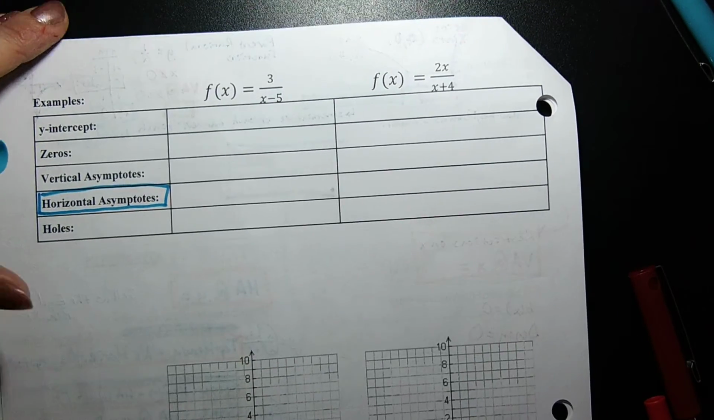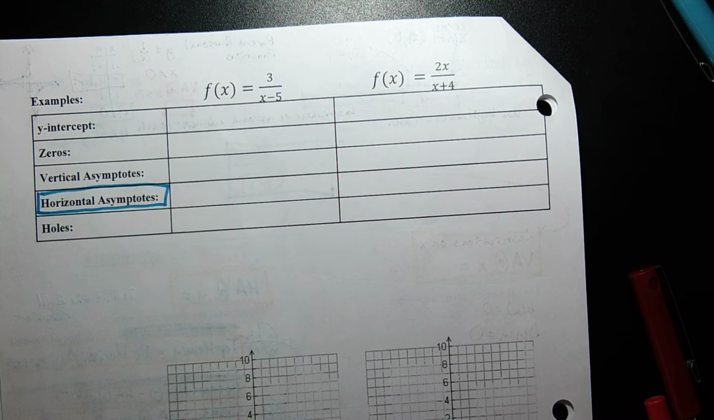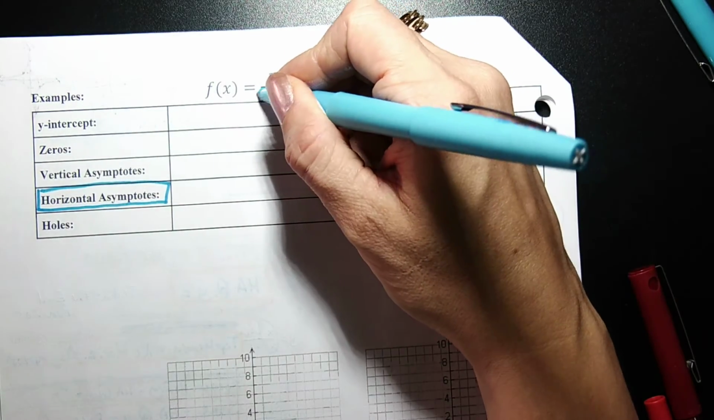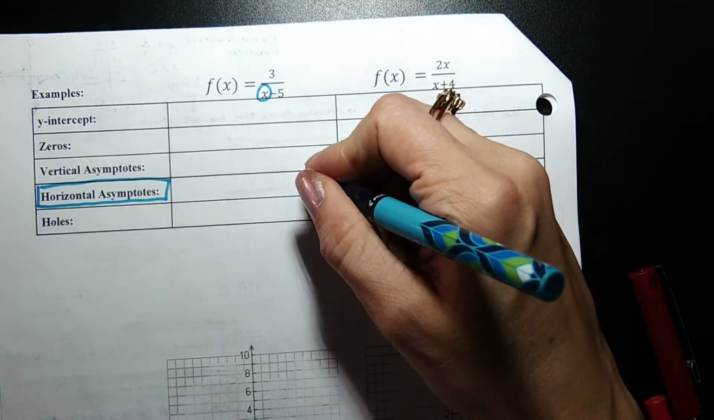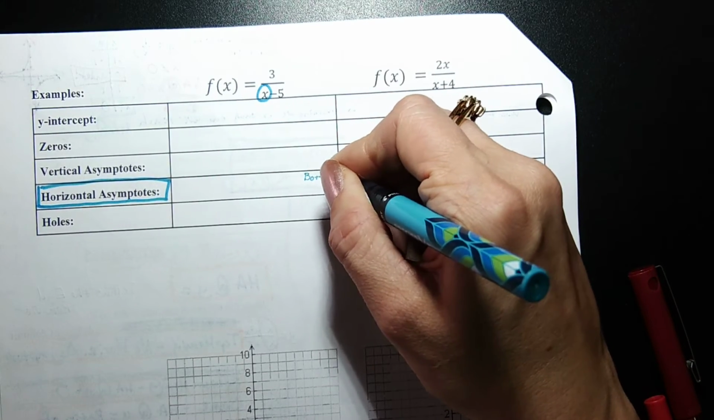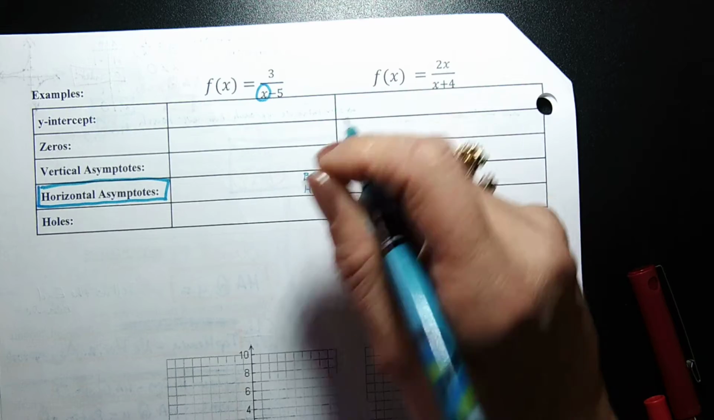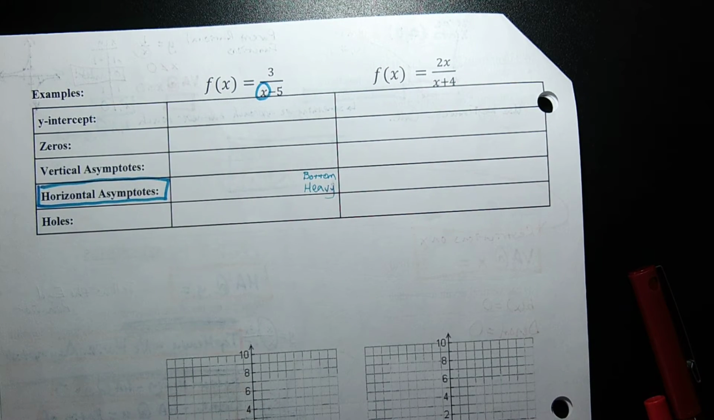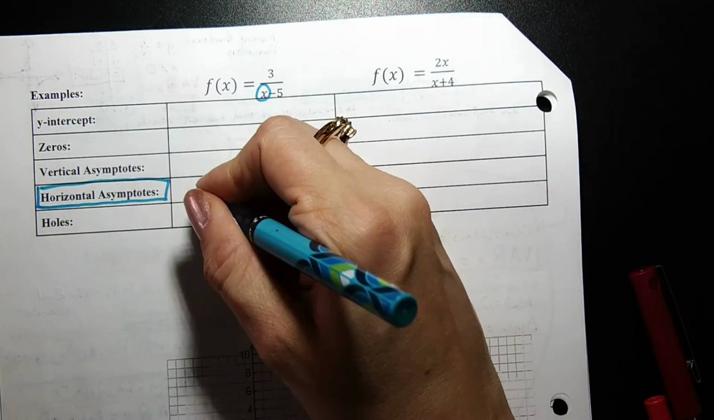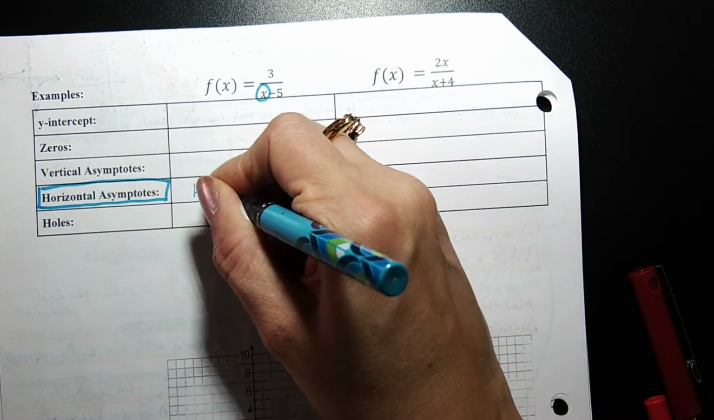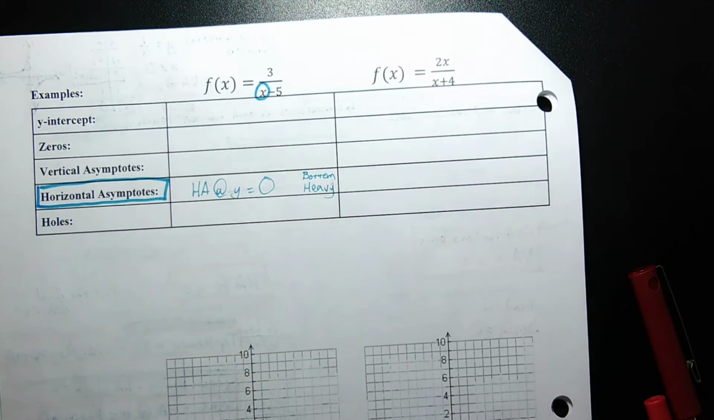So looking at this first equation, is this top heavy, larger degree on the top, bottom heavy, larger degree on the bottom, or same degrees on the top and the bottom? Since we only have an x on the bottom, this would be bottom heavy. And when you are doing the homework, you don't have to write bottom heavy, but this is our note packet. This is what we're going to be doing tomorrow. This is what we're going to be referring back to. And bottom-heavy equations automatically have a horizontal asymptote at y equals 0.